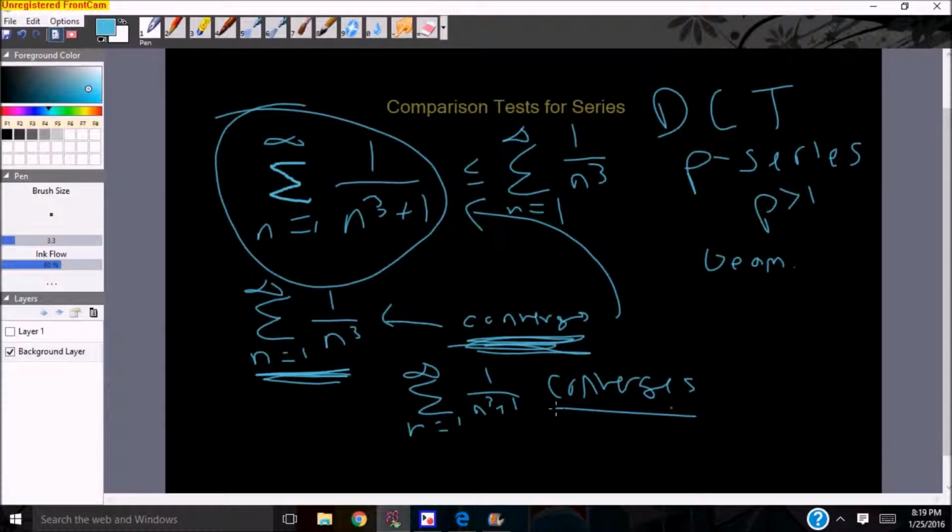Okay, so now you can kind of see the gist of that test. Alright, so let's look at a different example. See if I can figure out how to clear this page or something.